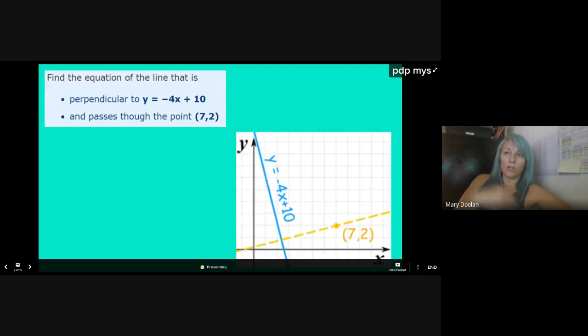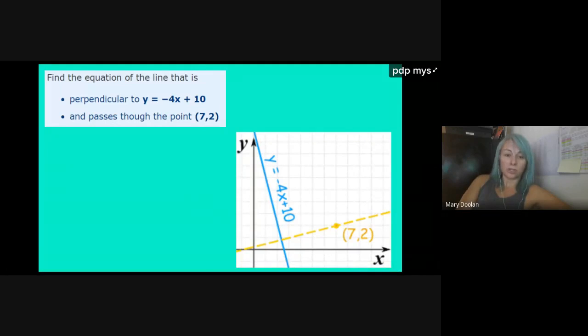Well, we are given the original slope of the blue line, which is the coefficient of the x term. Your slope is always the coefficient of the x term. So my slope of the blue line is negative 4. So what's the slope of my yellow line have to be? Because I want it to be perpendicular, so I have to take negative 4 and change it so that it is the opposite reciprocal of negative 4. Think of negative 4 as being over 1. Flip the fraction, change the sign.